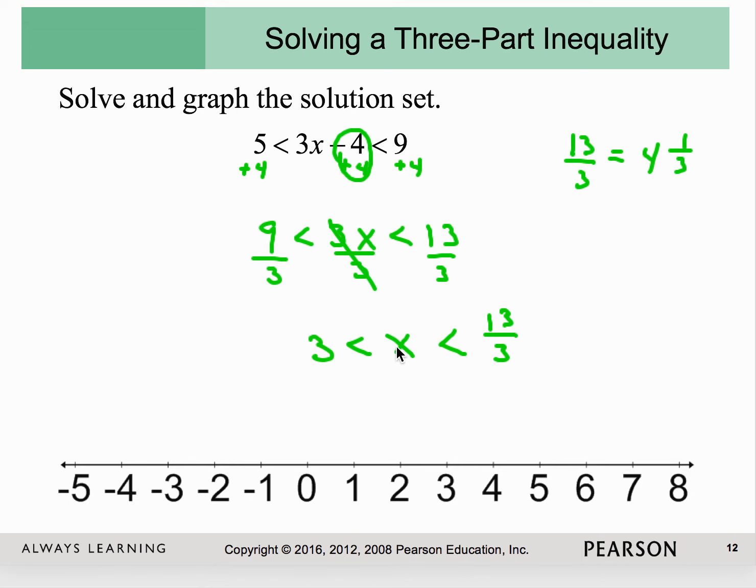So once again, I want in between 3 and 4 1/3. I just have to figure out if I'm putting parentheses or brackets. Correct, parentheses. And that's what my interval looks like also. Okay, a 3 with a parenthesis, and then 13 thirds with another parenthesis. And that's it, linear inequalities.